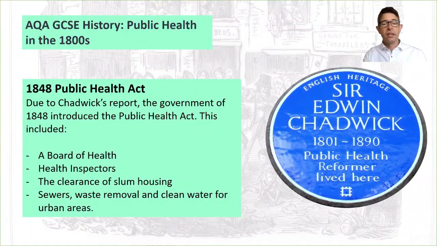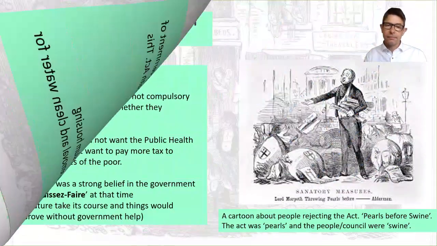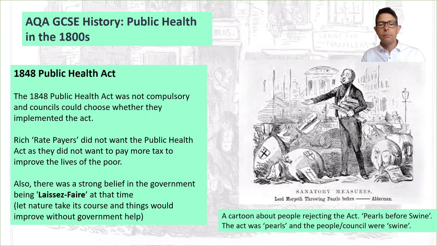This led to our first big government act to try and deal with this, the 1848 Public Health Act. Due to Chadwick's report, the government brought through this act that included a board of health, health inspectors, slum clearance, sewers, waste removal and clean water. But the act was not compulsory. Councils chose whether they brought in the act or not.